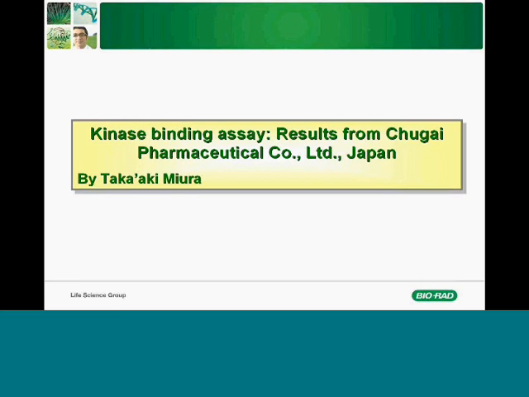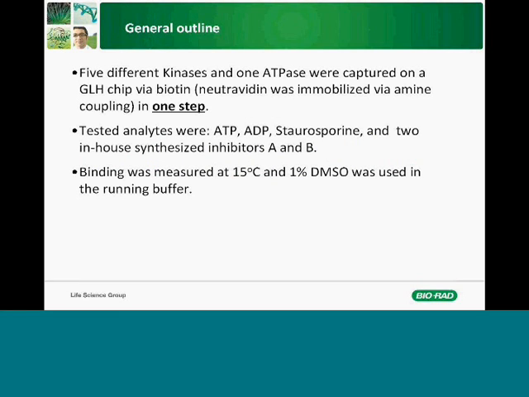In the general outline of the experiment, they had 5 different kinases and 1 ATPase, serving as a control, you could say. And they were captured on a GLH chip via biotin. So they immobilized neutravidin on the chip covalently with amine coupling, and then did very mild biotinylation of those enzymes and captured them. The analytes that they were testing were ATP and ADP as a control for activity, as a measurement for the enzyme activity.